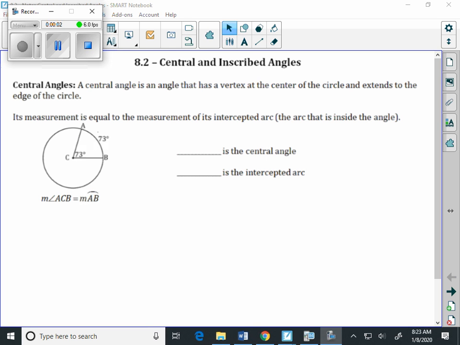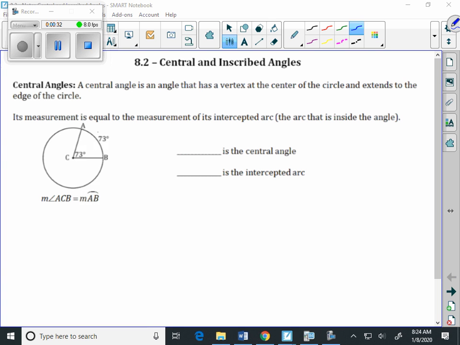Going to talk about central and inscribed angles today, so we need to define what a central angle is, and then we'll define what an inscribed angle is. A central angle is an angle that has its vertex at the center of the circle and extends to the edge of the circle. Its measure is equal to the measure of the intercepted arc. So first of all, we need to know what an intercepted arc is.